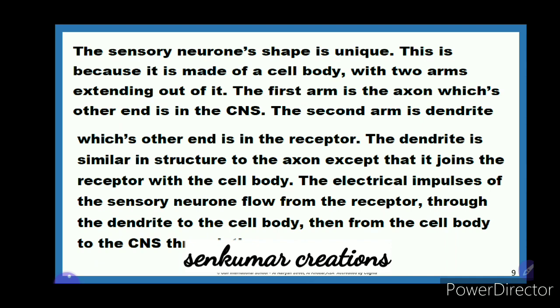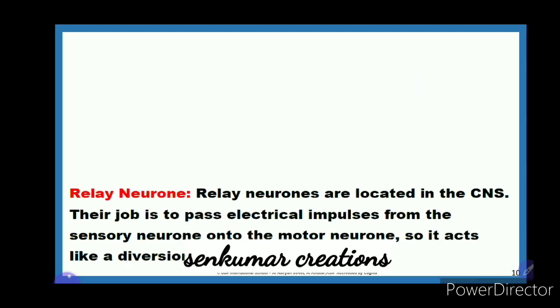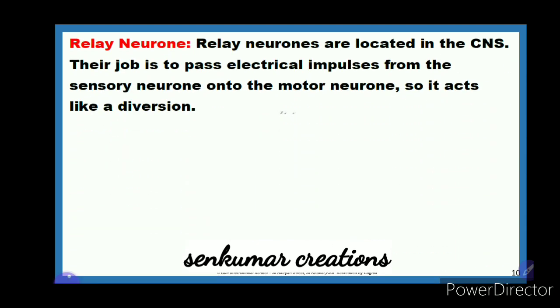Okay, so this is the function of the sensory neuron. You can see very clearly about these things. Now we can see one more neuron, called the relay neuron. How does the relay neuron look? Relay neurons are located in the central nervous system, and their job is to pass the electrical impulse from the sensory neuron to the motor neuron. So it acts as a diversion.